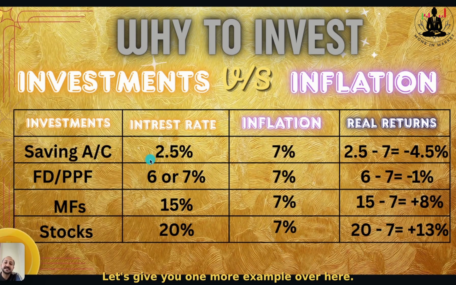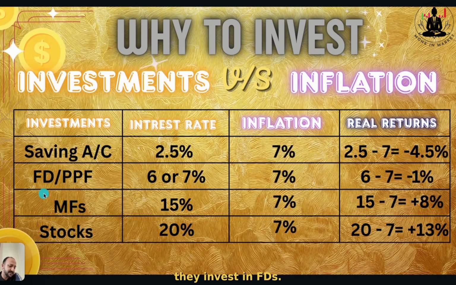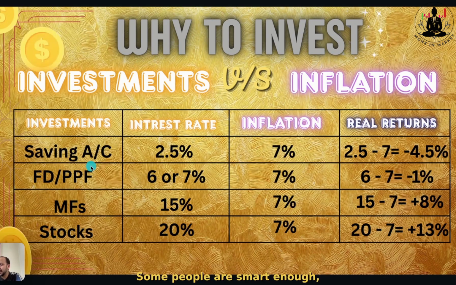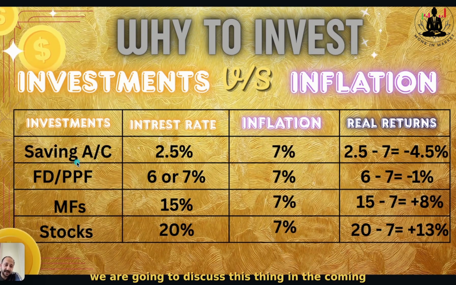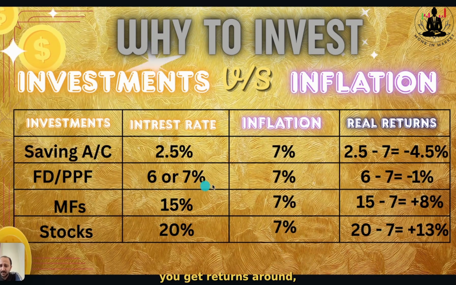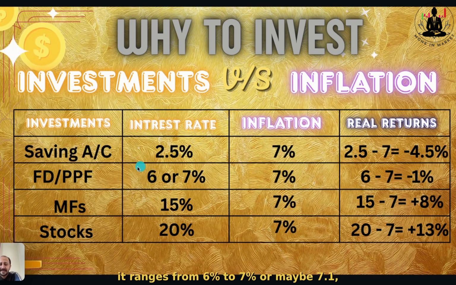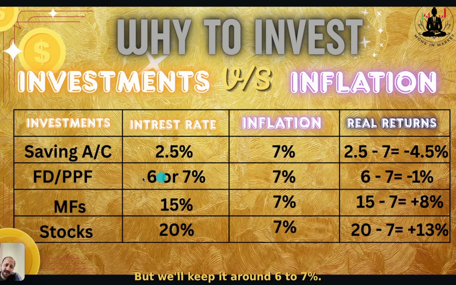Let me give you one more example over here: FD and PPF. Many people invest in FDs. Some people are smart enough, they go for PPF, right? We are going to discuss this in the coming classes, what is PPF. But on average, with PPF and FD, you get returns that range from 6% to 7%, or maybe 7.1, 7.3, something like that. But we'll keep it around 6 to 7%.